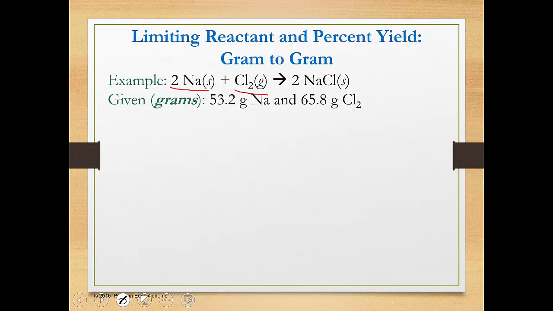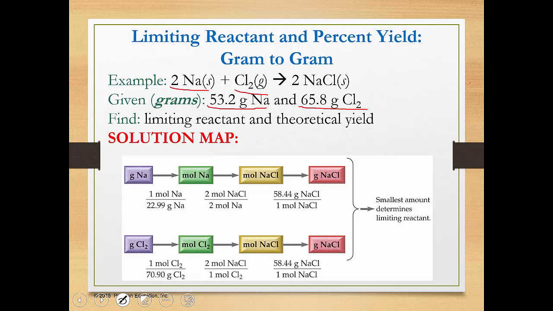Now, let's say we were given 53.2 grams of sodium and 65.8 grams of chlorine. We want to know how much table salt, are we going to be able to fill our salt shaker from these amounts, and what's going to be left over. So which one runs out and how much salt do we make? Let's look at our solution map.